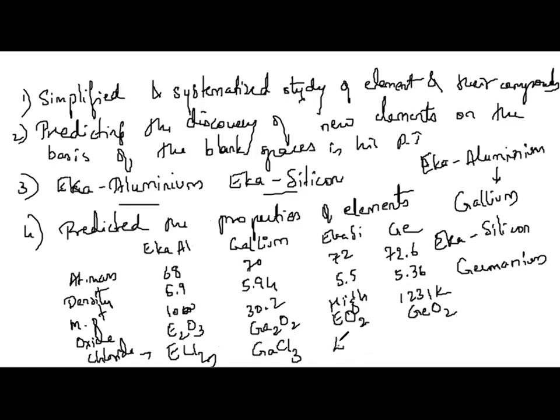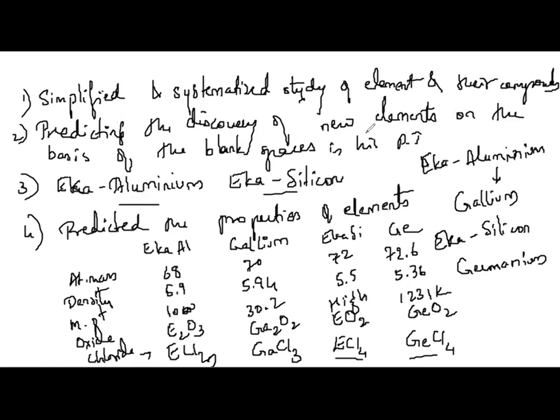Similarly, for Eka silicon, he said it forms a chloride of type ECl4. When germanium was treated with chlorine to find what type of chloride it forms, it formed a chloride of type GeCl4. Same it is. So look at the knowledge of Mendeleev. He did not just discover the classification of the elements. He did not just put the elements in order, making it simplified and systematic, but he predicted the discovery of the elements.